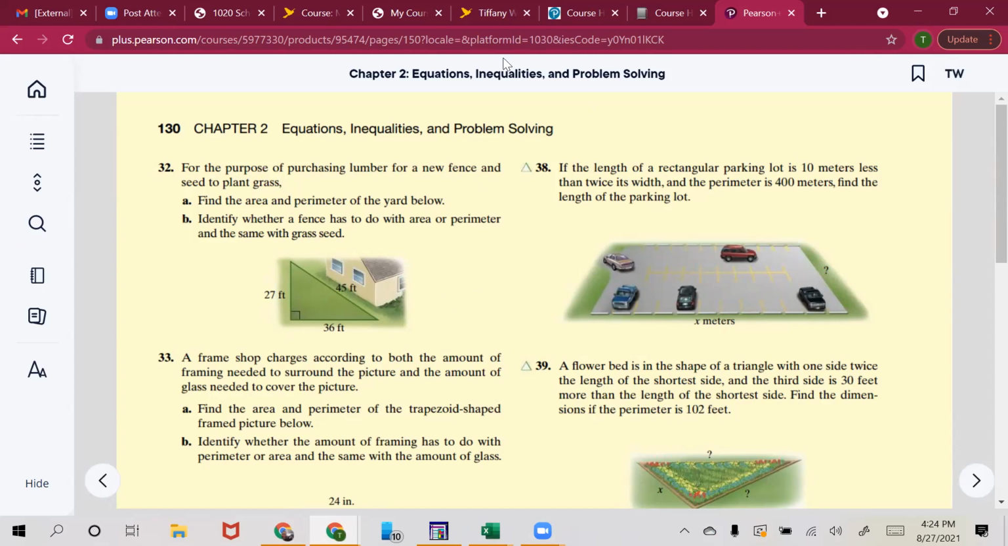We'll see if I can, because I really want to keep the problem to where we can see it. So for the purpose of purchasing lumber for a new fence and seed to plant grass, part A, find the area and the perimeter of the yard below. And part B, identify whether a fence has to do with area or perimeter, and the same with grass seed.